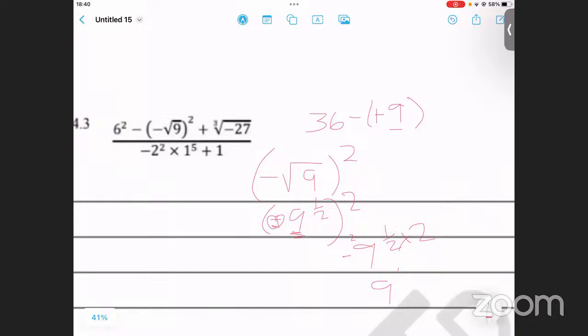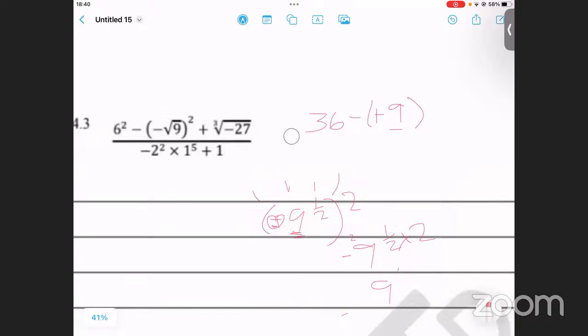Yes, ma'am. Perfect. Now we're having a positive 9. It's 36 minus, into brackets, a positive 9, which is the same as 36 minus 9.